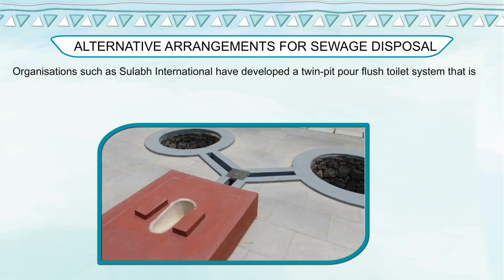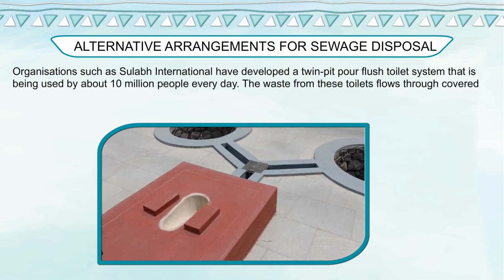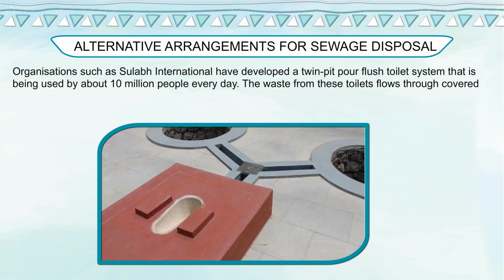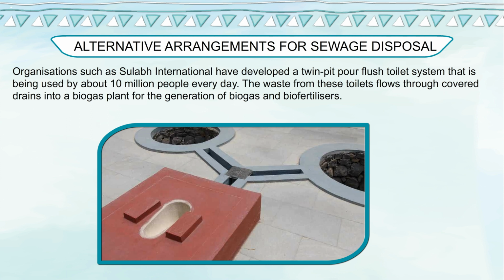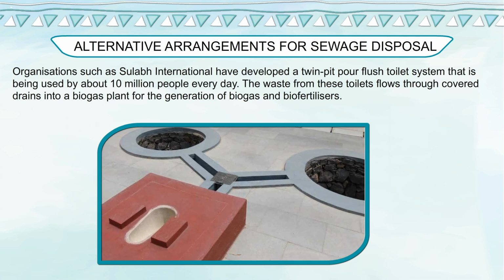Organizations such as Sulabh International have developed a twin-pit pour flush toilet system that is being used by about 10 million people every day. The waste from these toilets flows through covered drains into a biogas plant for the generation of biogas and biofertilizers.